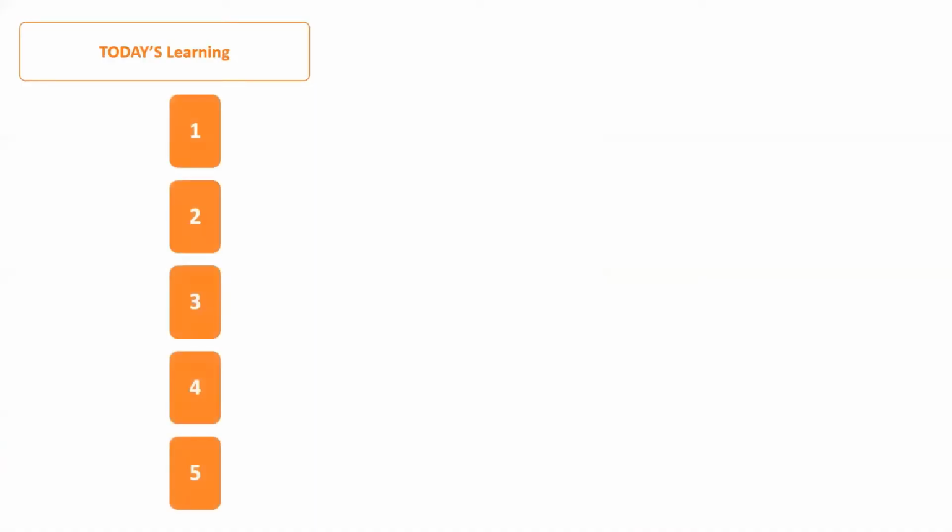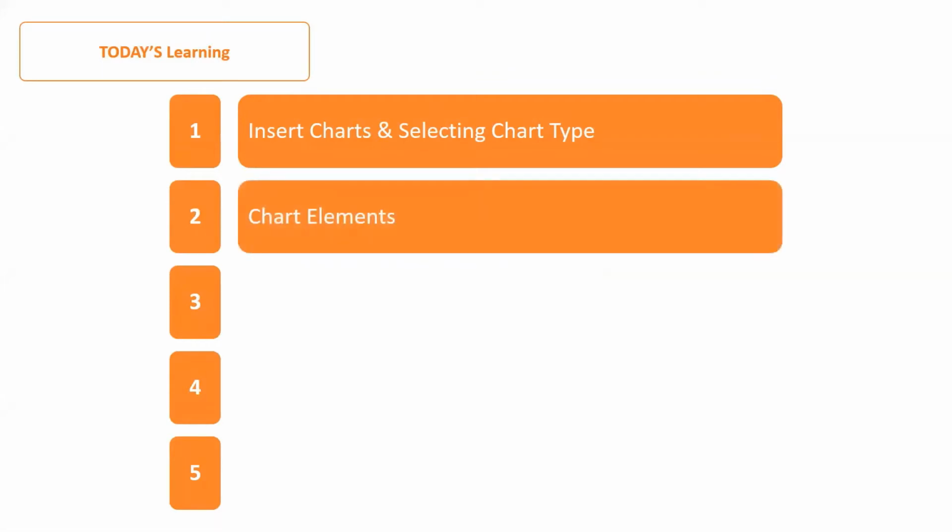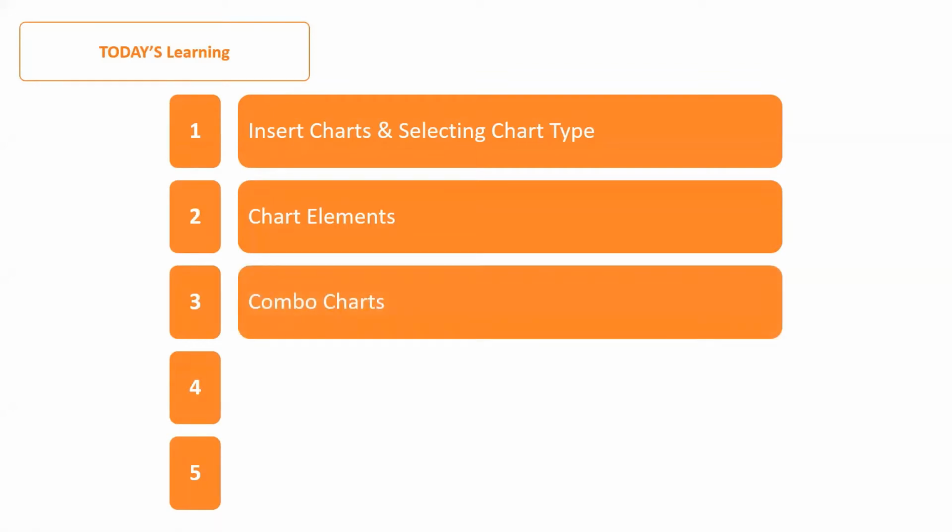Today's learning, we are going to touch on 5 major things with regards to charts and graphs only in Excel. We're going to talk about inserting charts and selecting the chart types. Now, this is primarily for the beginners and a little bit of intermediates. The chart elements, the different elements which make up the chart and when to use what, is most important. We're also going to talk about combo charts, so maybe combining 2 charts together, or maybe stating something within one chart to have a deeper discussion.